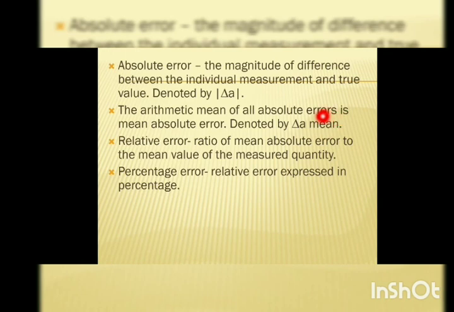Actually this mean is supposed to be in the suffix. Okay, then relative error, it is the ratio of mean absolute error. What is mean absolute error? It is delta A mean absolute error to the mean value of the measured quantity. That means delta A mean by A mean. Then percentage error. Percentage error is relative error expressed in percentage. Okay, so these are the different types of errors in calculations.